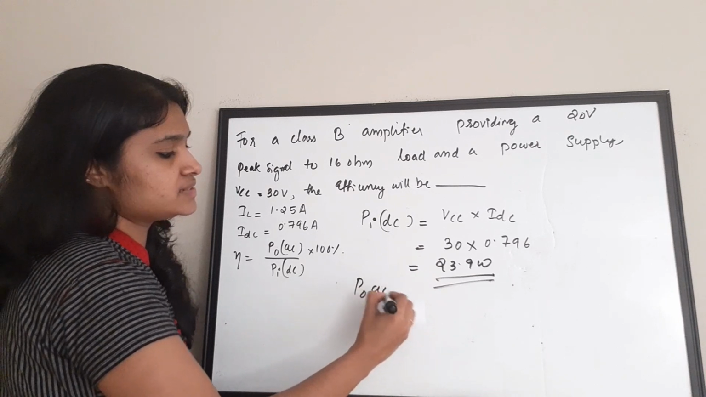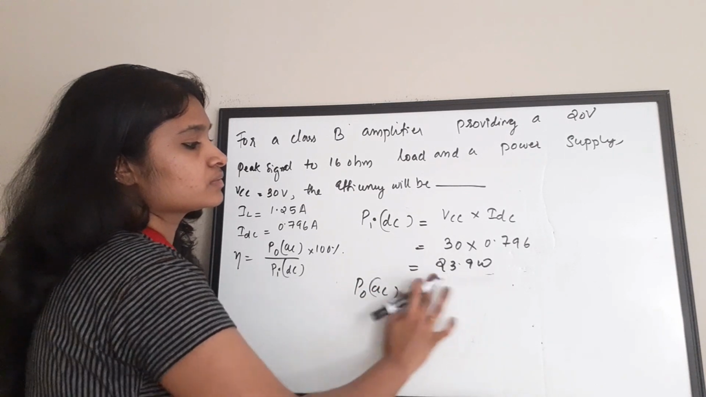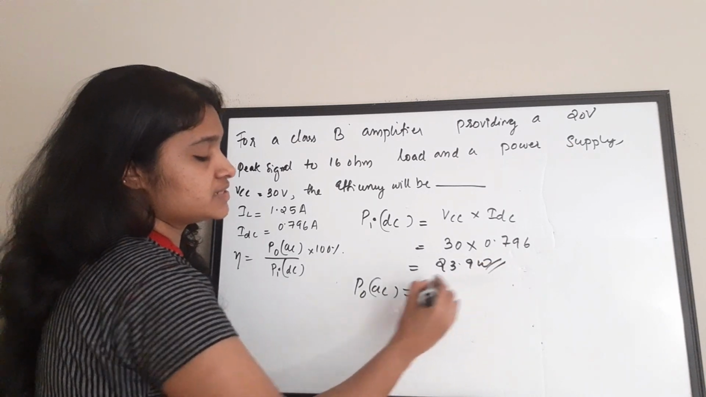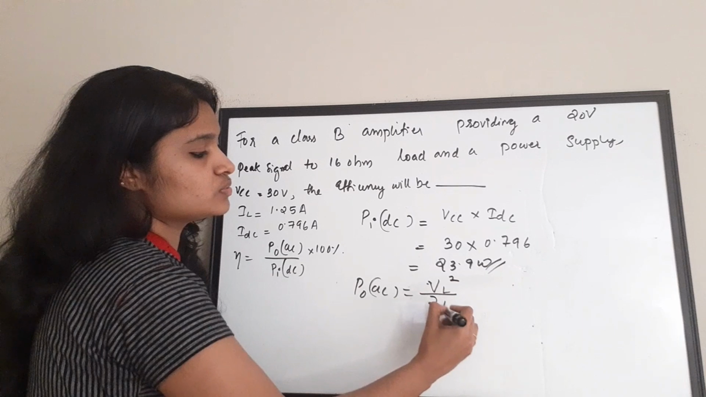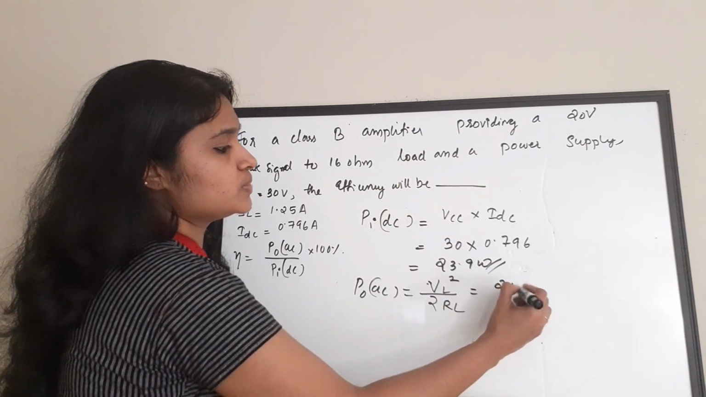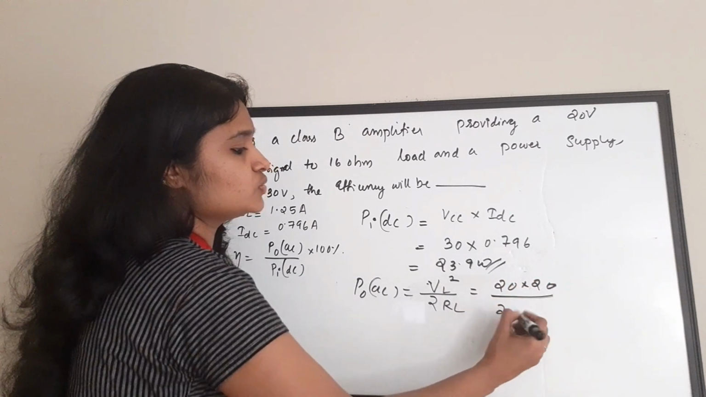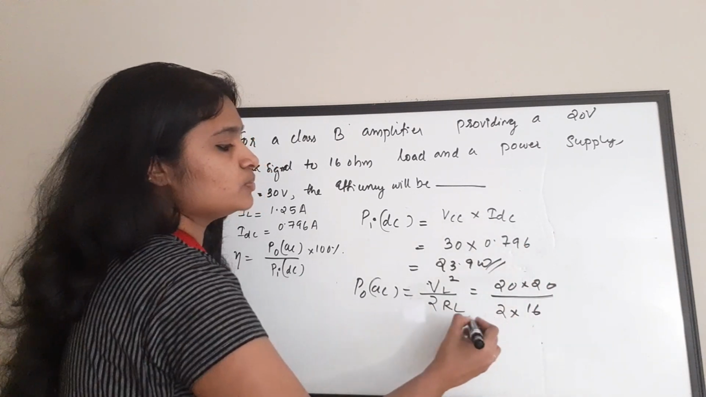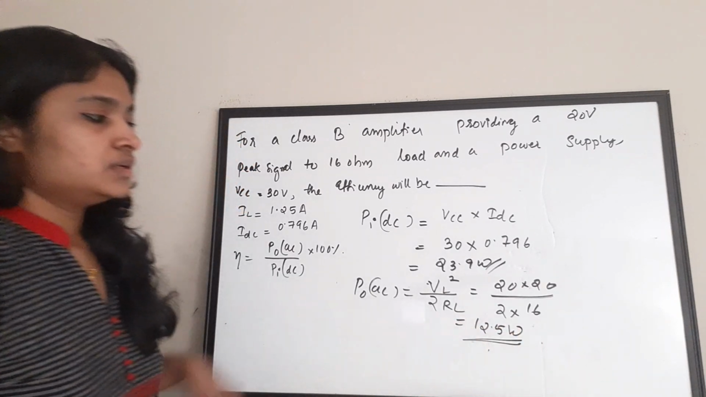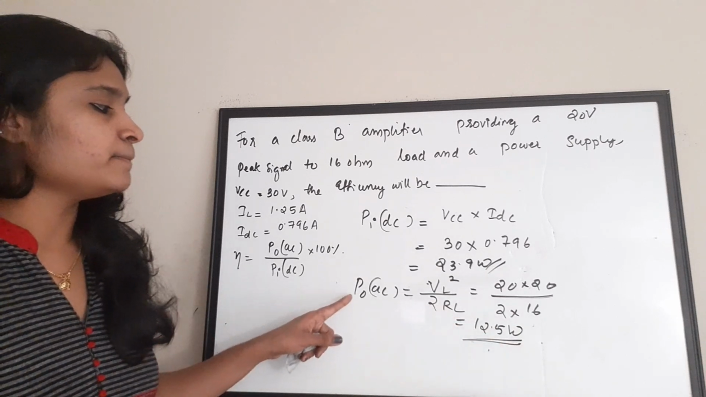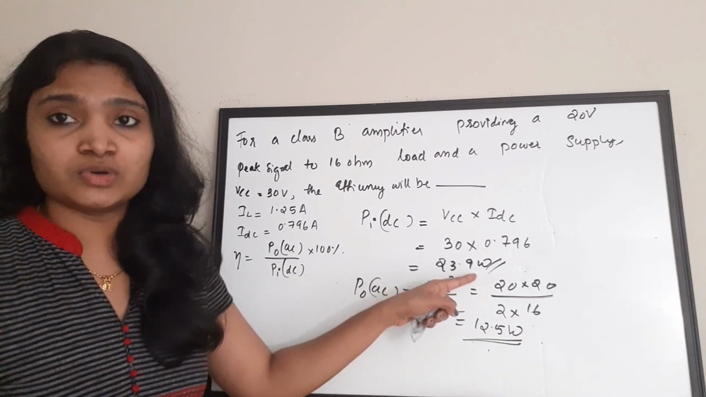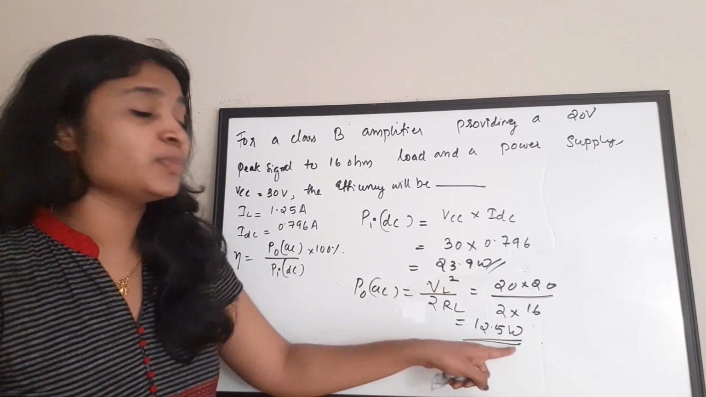Now P out AC is equal to VL, that is the load voltage, VL square by 2 RL. VL is 20. So 20 into 20 by 2 into 16, and the value obtained is 12.5 watt. 12.5 watt is the output AC power. So we have obtained the input DC power as 23.9 watt and the output AC power as 12.5 watt.